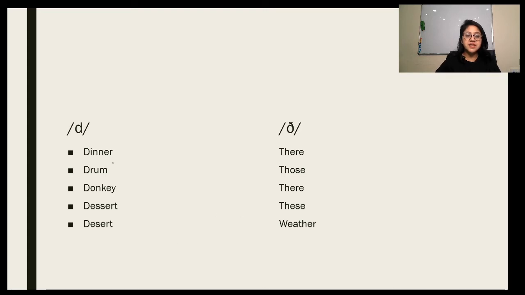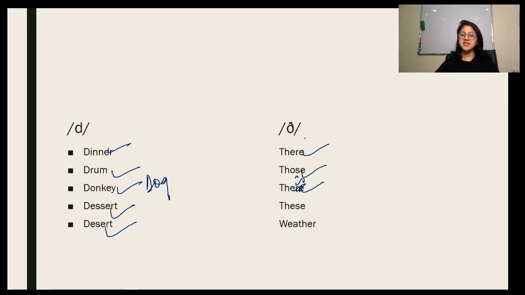So you've got dinner, drum, donkey, dog, dessert, desert. So we've got dessert, the sweet that we eat, and desert, the desert. Then you've got the, there, those, there. Okay, we've got this word again. So I'll make this into this. So you can see this is the d and this is the th.